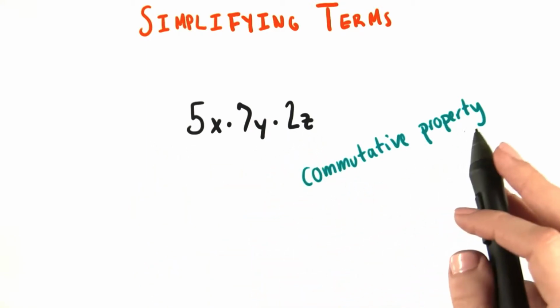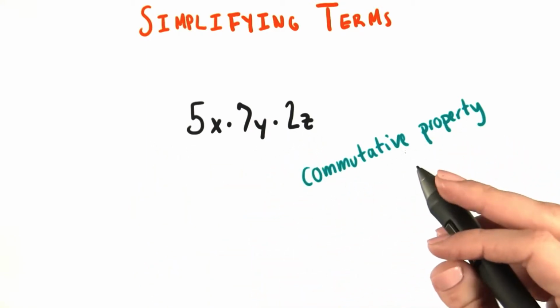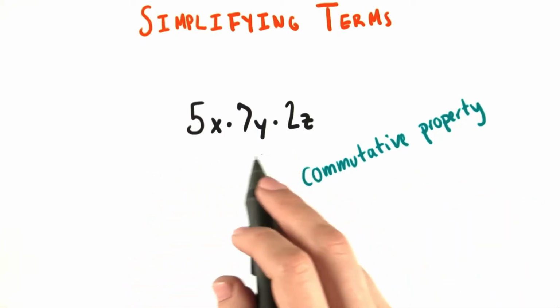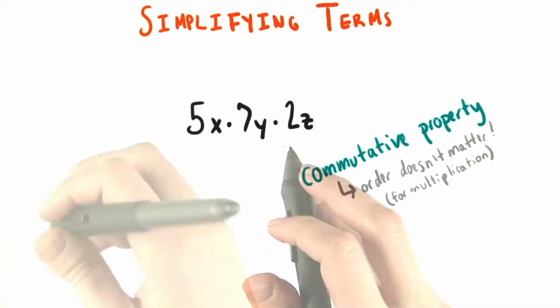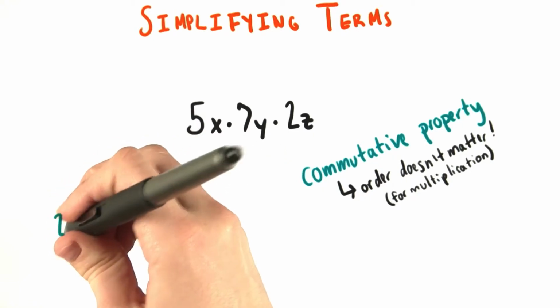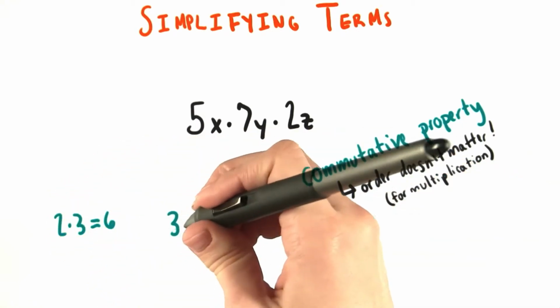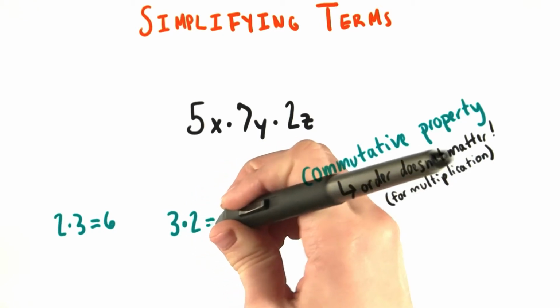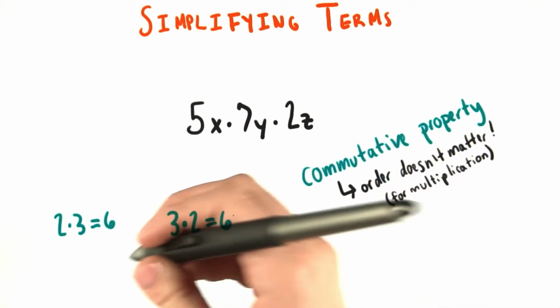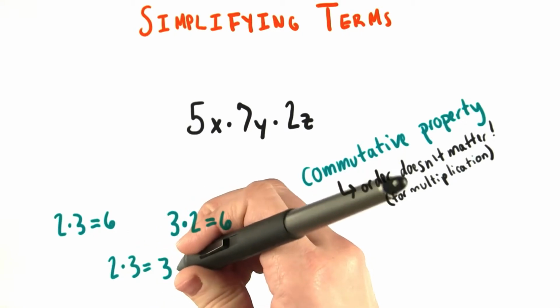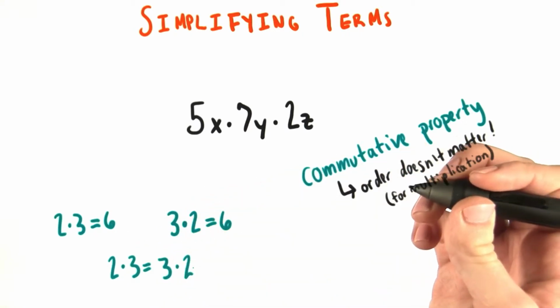The commutative property of multiplication basically tells us that it doesn't matter what order we multiply things together in. So, for example, we know that 2 times 3 equals 6. However, we also know that 3 times 2 equals 6. So that means we know that 2 times 3 is just equal to 3 times 2.